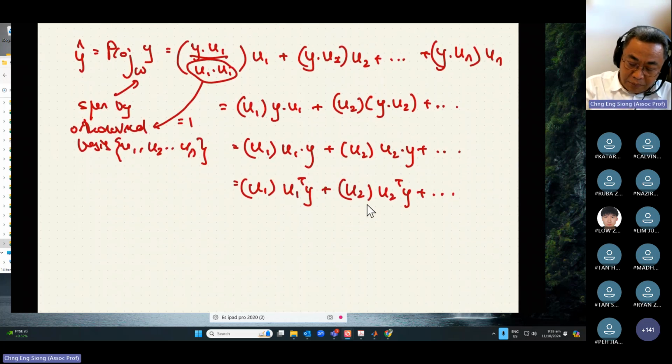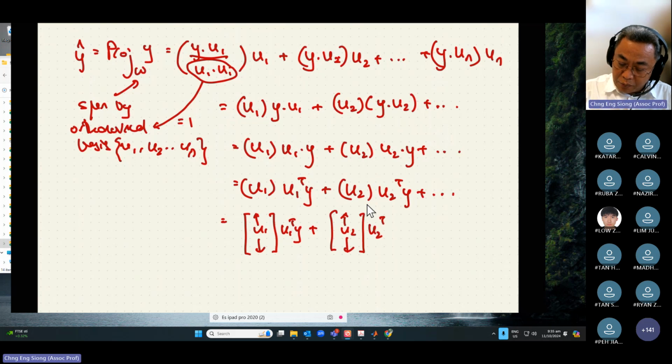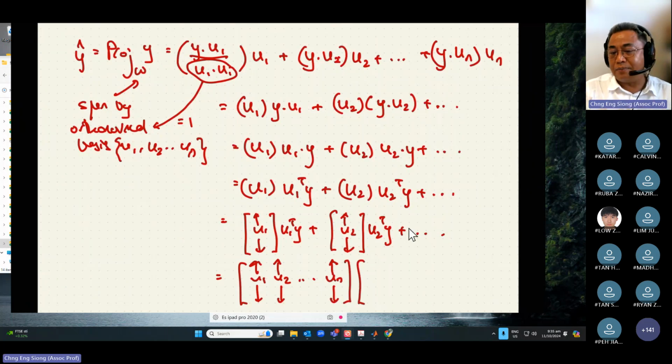Now, any problem now? U1 dot U1 transpose Y is a what? Is a scalar. U2, U2 transpose Y. No problem, right? Now maybe the last one you have a problem. U1, U2, UN, and what will I write here, guys? I collapse this to this. What do you think I'll write here?